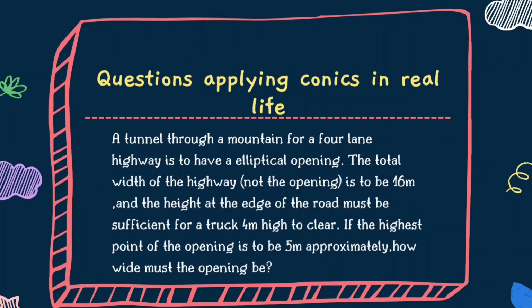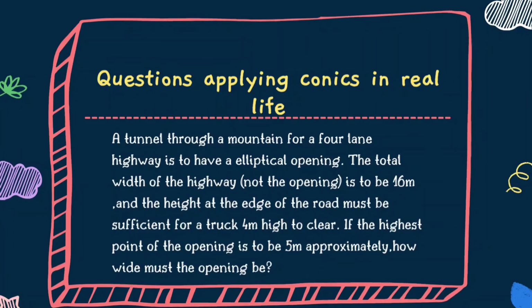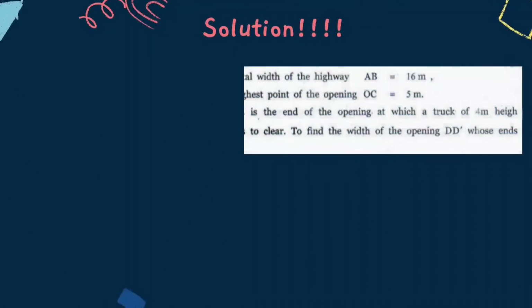So our question is, a tunnel through a mountain for a 4-lane highway is to have an elliptical opening. The total width of the highway, not the opening, is to be 60 meter. And the height at the edge of the road must be sufficient for a truck 4 meter height to clear. If the highest point of the opening is to be 5 meter approximately, how wide must the opening be? So now guys, we go straight to the solution.